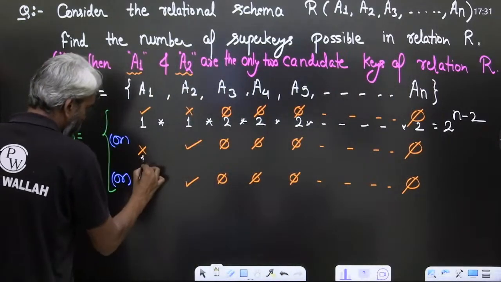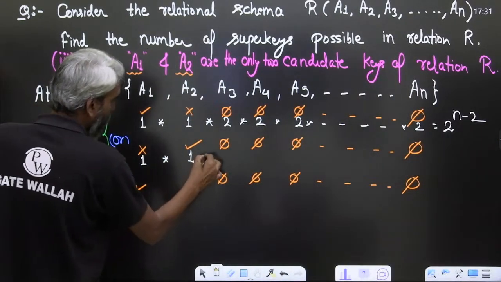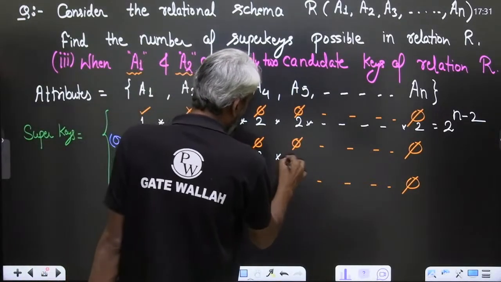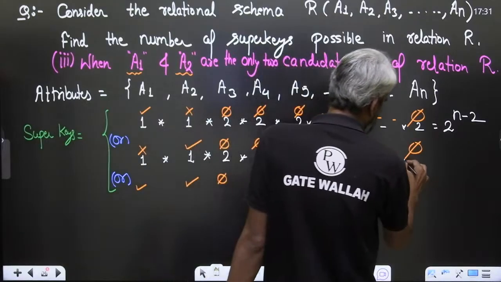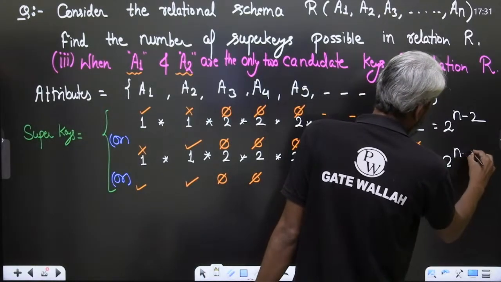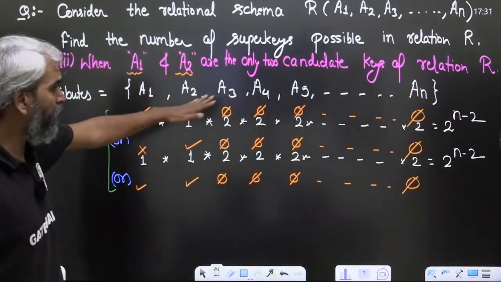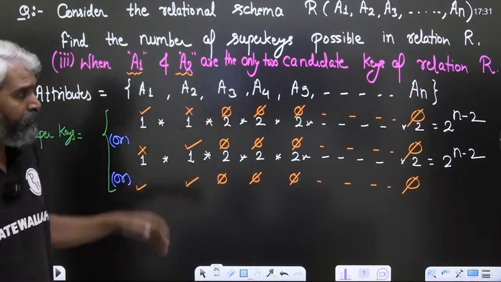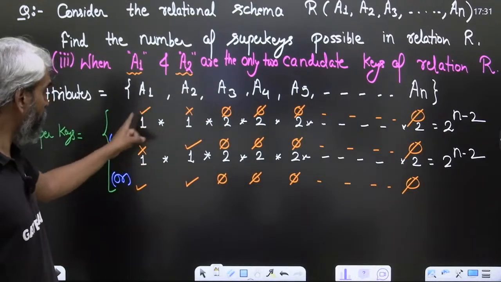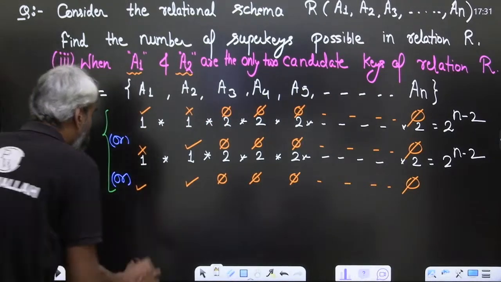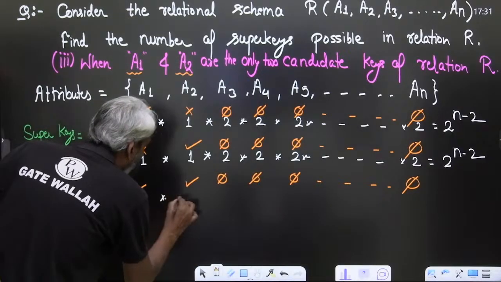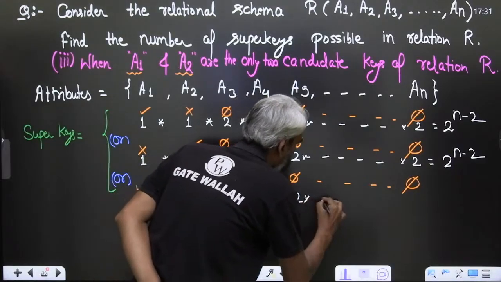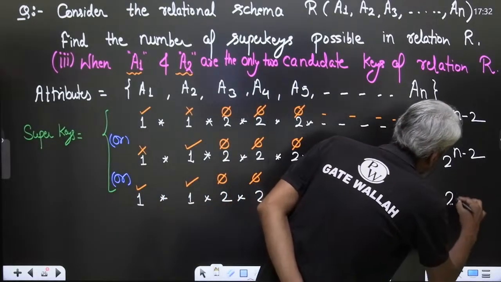Here also, only one way that A1 is not present and only one way that A2 is present. For every other element, there will be two choices. So this will come out as 2 raised power n minus 2. So 2 raised power n minus 2 super keys are there in which A1 is present but A2 is absent. 2 raised power n minus 2 super keys are there in which A2 is present but A1 is absent. And 2 raised power n minus 2 super keys are there in which both A1 and A2 are present.